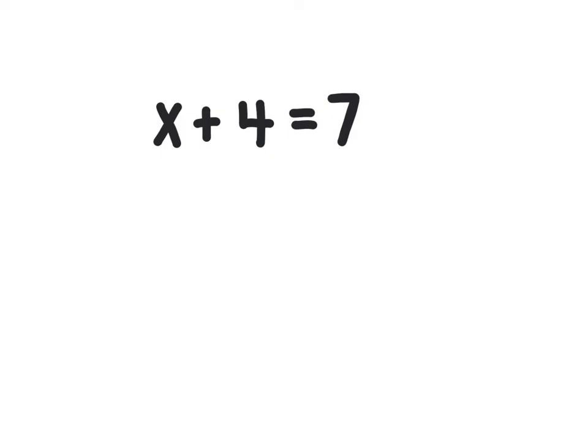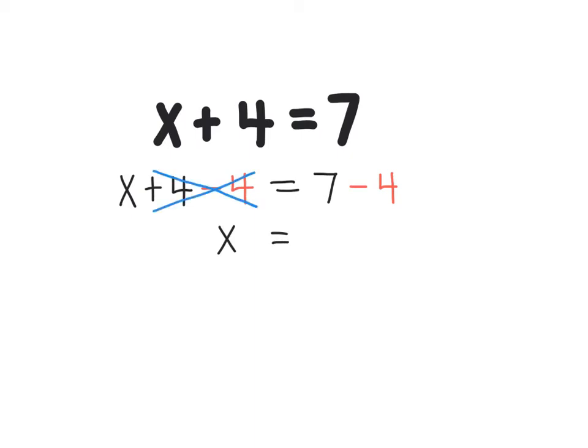This time, x has 4 being added to it. So in order to get x by itself, we're going to have to subtract 4 from both sides. When we do that, x plus 4 minus 4 will just leave us with x on the left-hand side. And on the right-hand side, 7 take away 4 will give us 3. So for this example, x is equal to 3.